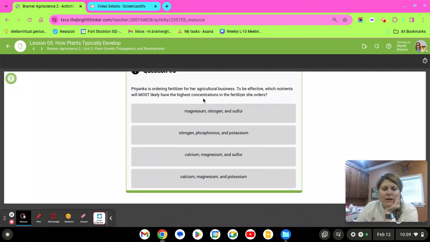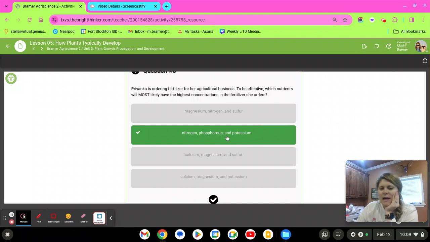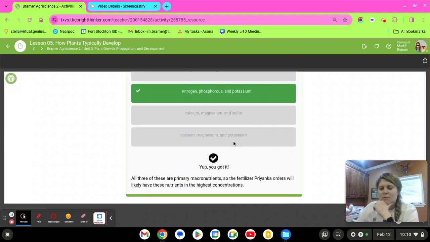All right, so we're ordering fertilizer. To be effective, which nutrients have the highest concentrations? Remember NPK. And I say K, there's no K. Remember potassium. I'm doing their element letters. N is nitrogen, P is phosphorus, and K is the symbol for potassium, right?